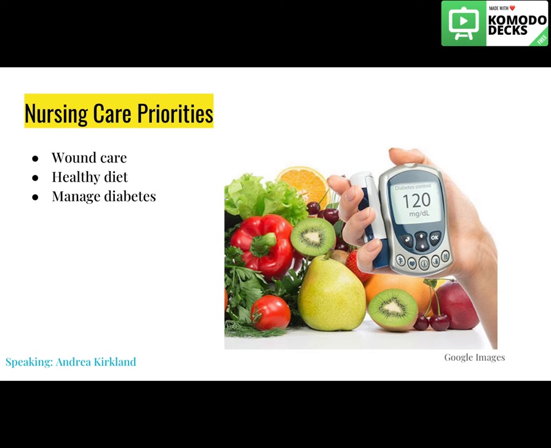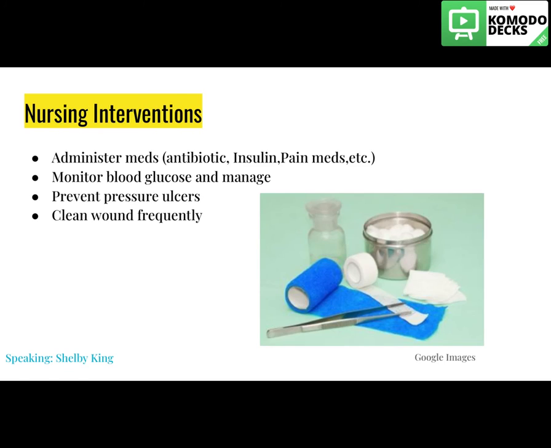Our nursing care priorities would include wound care, a healthy diet, and managing diabetes. Some nursing interventions for Mrs. Green would include administering medications, including an antibiotic, insulin, and pain medication, monitoring blood glucose levels and managing her diagnosis of type 2 diabetes, preventing pressure ulcers, and cleaning her wound frequently.